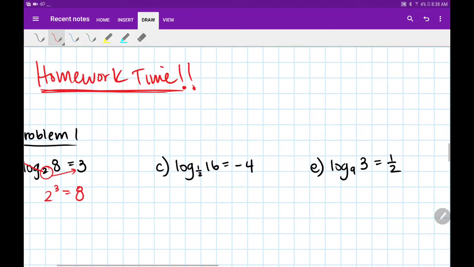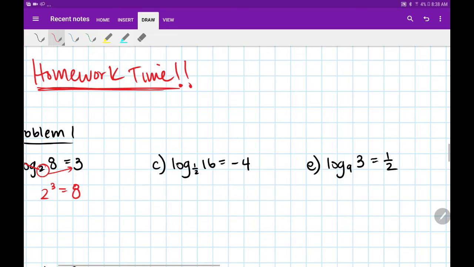In C, I'm in log form. I want to go to exponential form. So let's cross out the log. My base is 1/2. The exponent gets its -4. So 1/2 to the power of -4 equals, the remaining number is just 16.